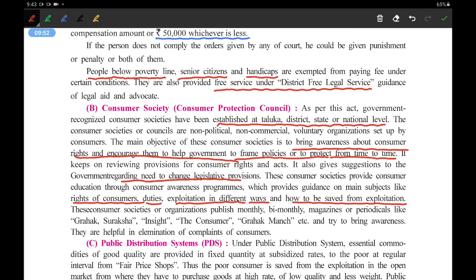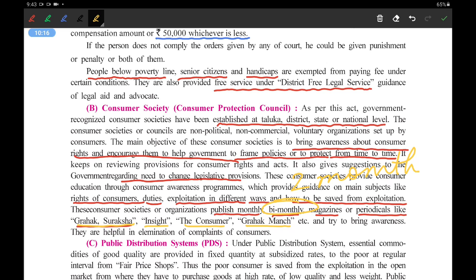The consumer societies or organizations publish monthly or bi-monthly magazines or periodicals like Grahak Suraksha, Insight, The Consumer, Grahak Manch. Remember these names. These are some of the magazines published by the consumer societies every month or bi-monthly. Bi-monthly means every two months.